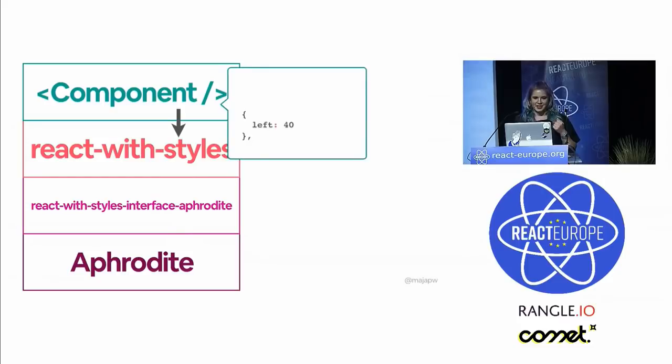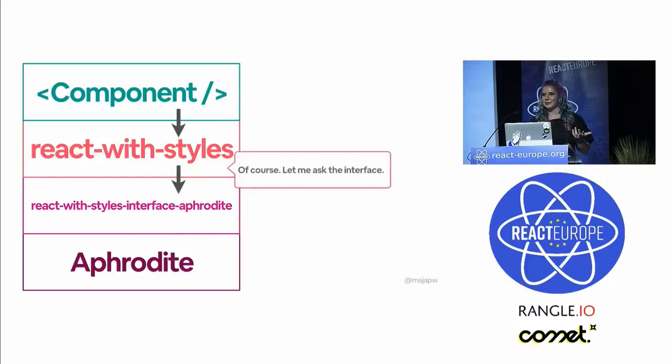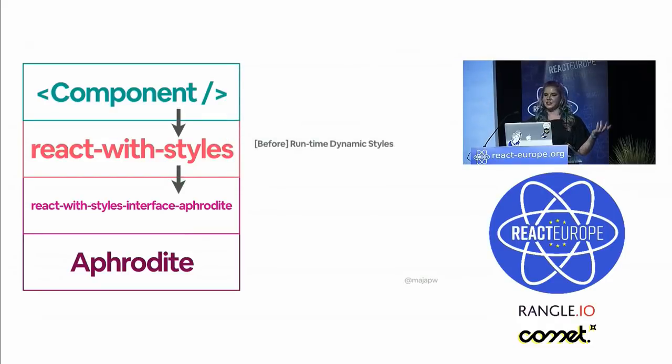For dynamic styles, we do something pretty similar. Defer to the interface. Before, the interface would pass it back up to the tree to the component. But now, we'd actually transform that style into an Aphrodite class name in place.